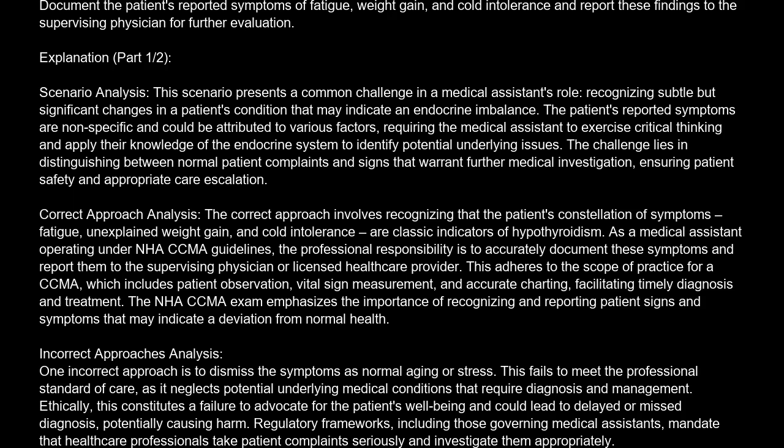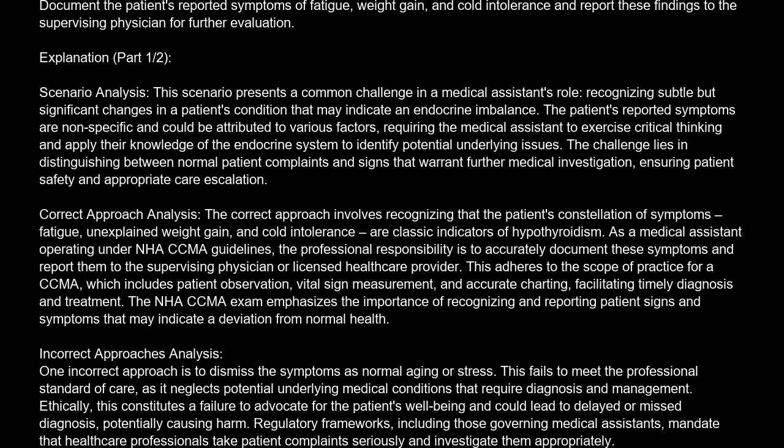As a medical assistant operating under NHA CCMA guidelines, the professional responsibility is to accurately document these symptoms and report them to the supervising physician or licensed healthcare provider. This adheres to the scope of practice for a CCMA, which includes patient observation, vital sign measurement, and accurate charting, facilitating timely diagnosis and treatment.